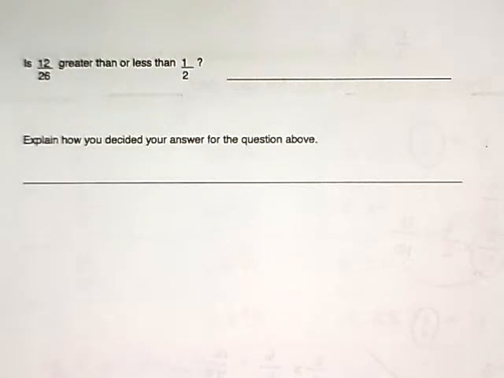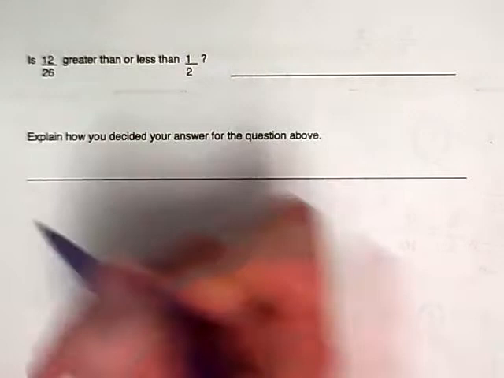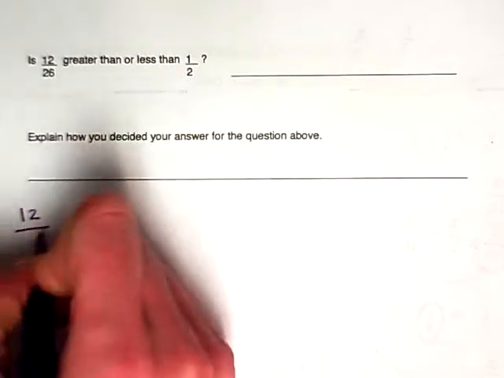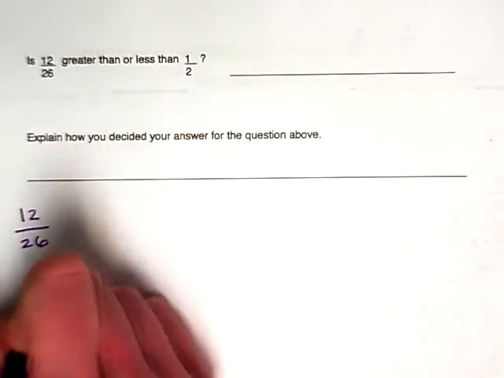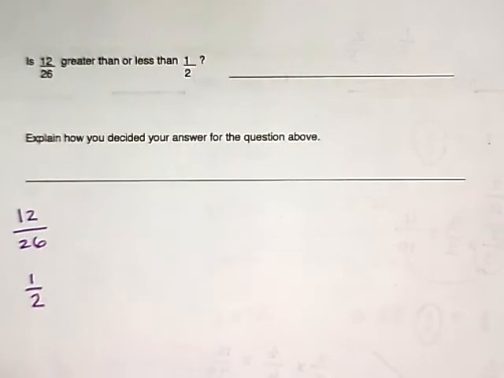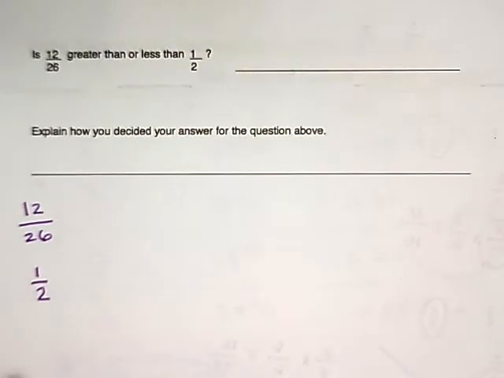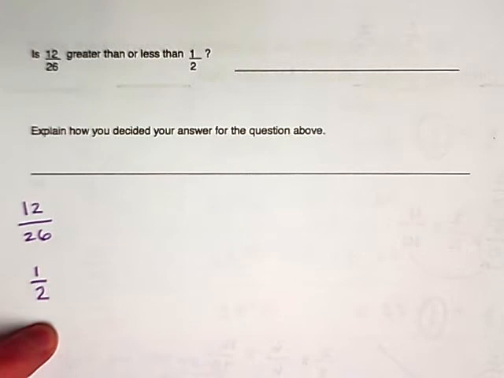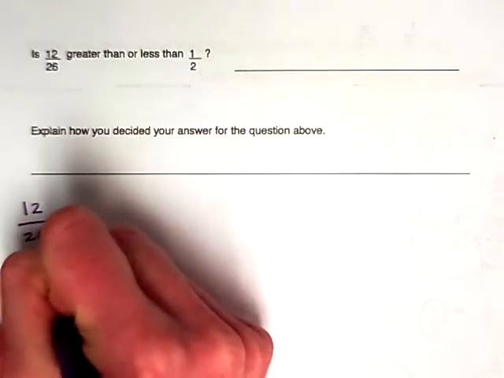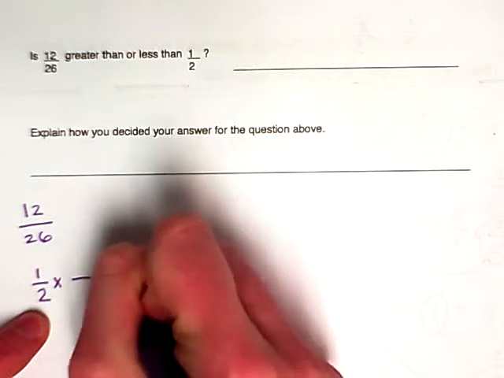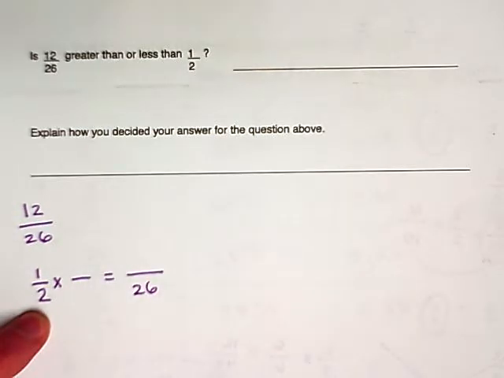So in order to figure out which fraction is bigger, we need to find the common denominator. So I'm going to start by writing out 12 over 26 and 1 over 2. So now I need to get a common denominator, which, the denominator again is the bottom number, and the bottom number needs to be the same. So the first approach that I can use is starting with the smaller number and seeing if there's anything I can multiply by to get the larger number, 26.